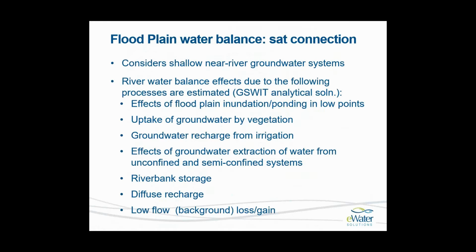Just remember, we're talking here about shallow, near-river groundwater systems, and the things that we can represent are effects of floodplain inundation at low points on the floodplain, uptake of groundwater by vegetation, groundwater recharge from irrigation or rainfall, effects of groundwater extraction by pumps in unconfined and semi-confined groundwater systems, riverbank storage, diffuse recharge, or this low flow, sort of a background loss and gain. Under low flow conditions, is this particular river a losing river or a gaining river?